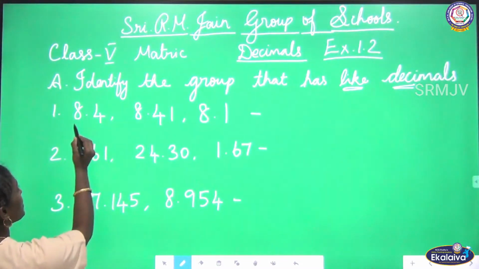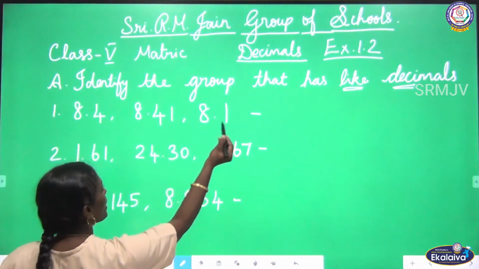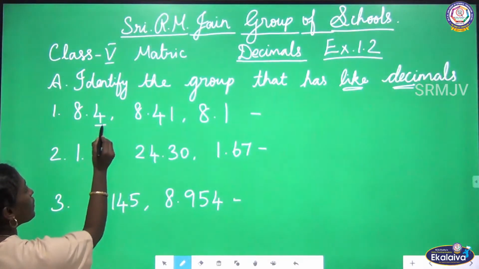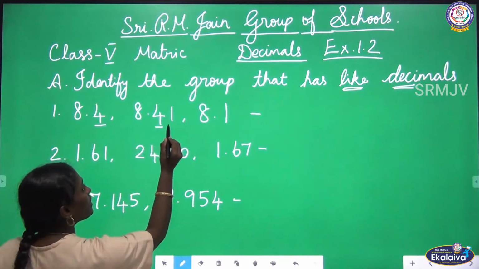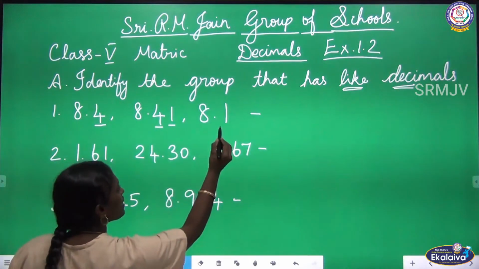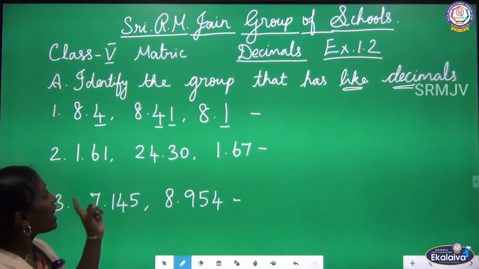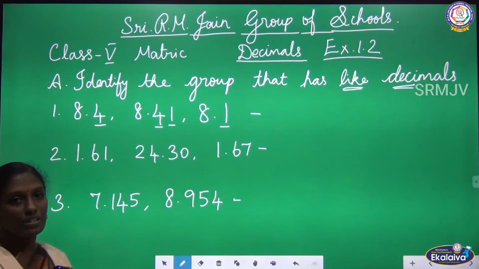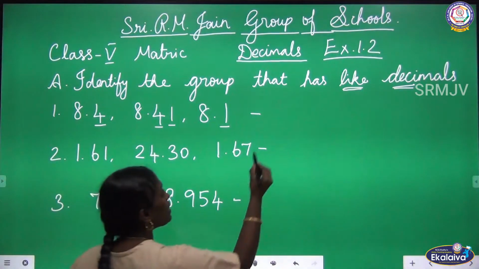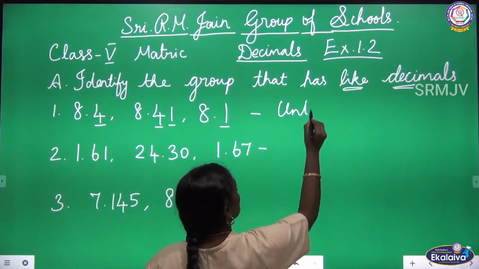Okay, see the first number: 8.4, 8.41 and 8.1. Here only one decimal place is there. Here two decimal places. Here one decimal place. These decimal numbers are having different number of decimal places. So these decimal numbers are unlike decimals.